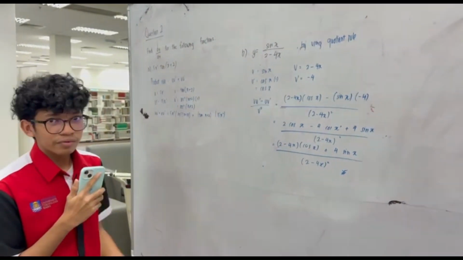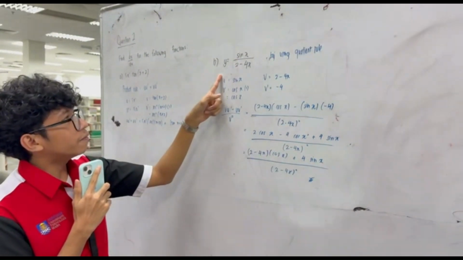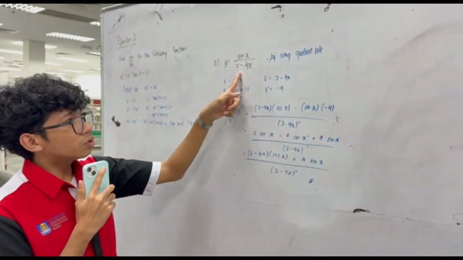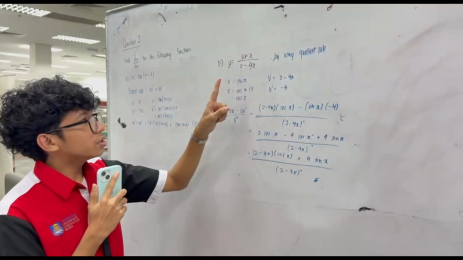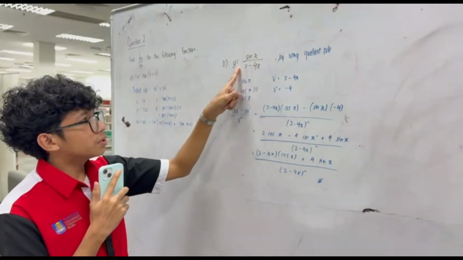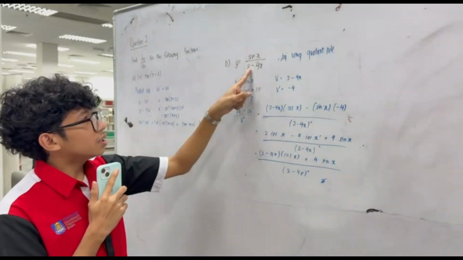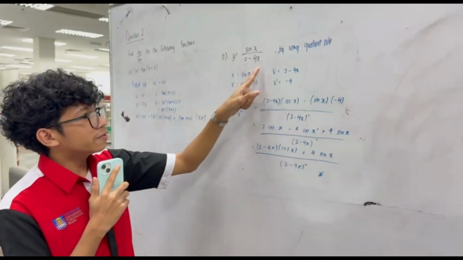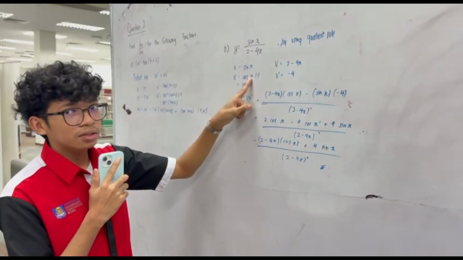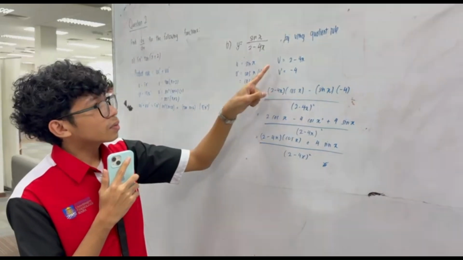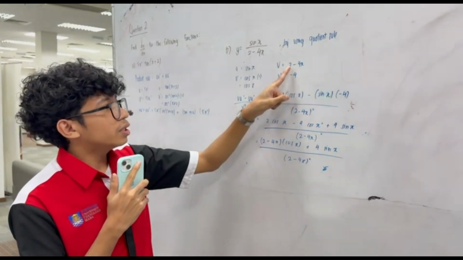So, moving on to the next question. It asks for y equals sine x over (2 minus 4x). For this question, we'll be using the quotient rule because there is a division. We separate sine x as u and 2 minus 4x as v. Sine x after differentiating is cos x. For v, 2 minus 4x after differentiating is minus 4, because 2 becomes 0 and negative 4 times x gives negative 4.